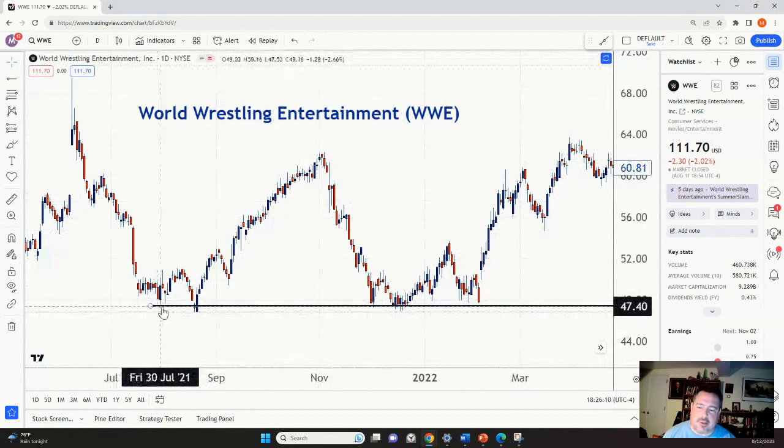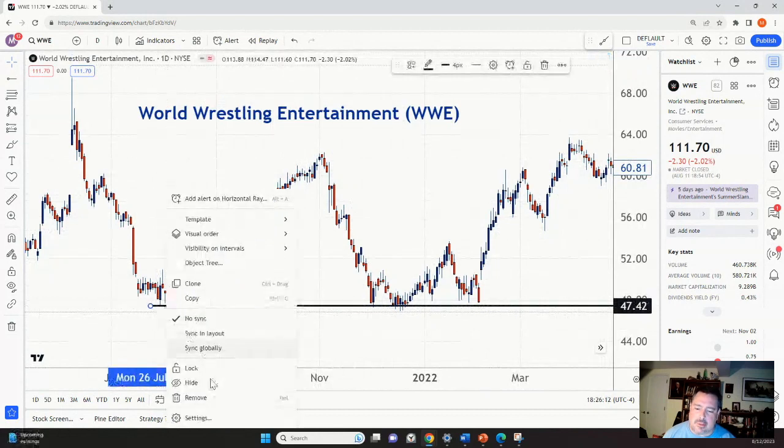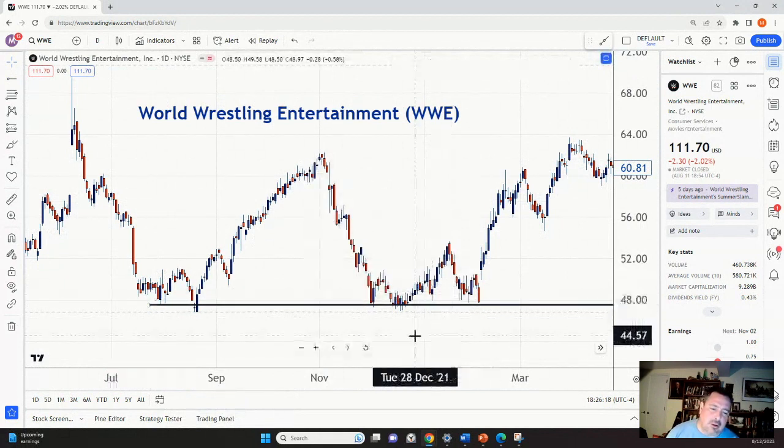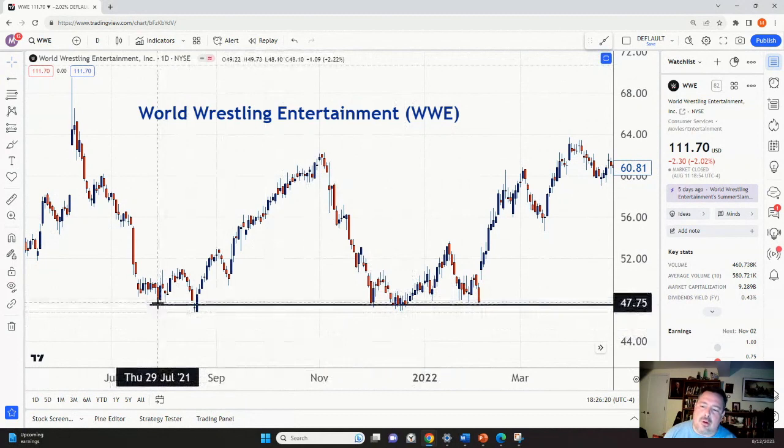Now look at this. This price level here, 47.42. I'm going to make that 47.50 just because in my day we called that 47 and a half. Notice how we got to support here and we got to support here and we got to support here and we got to support here.